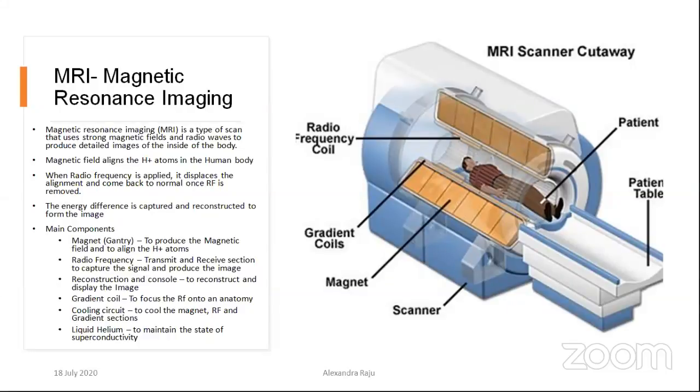So I hope you all know the principle behind the MRI scan. We know that our body consists of water, which contains H plus ions. So it has a proton in it.